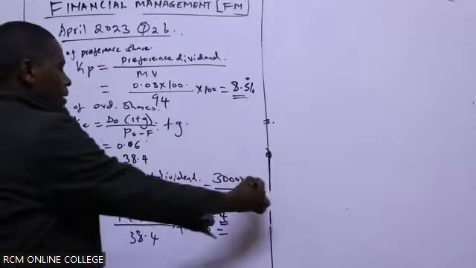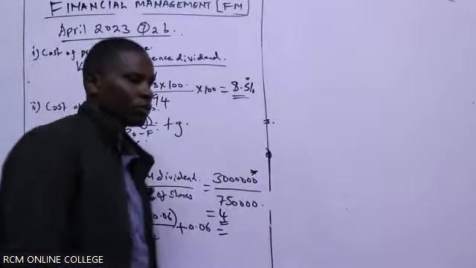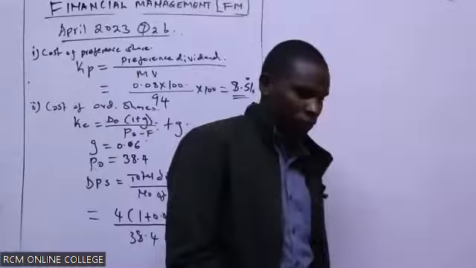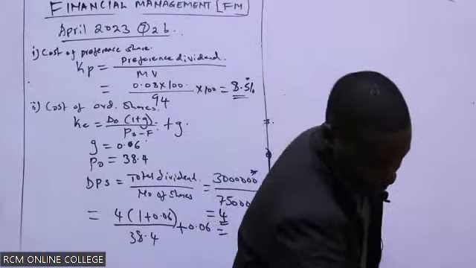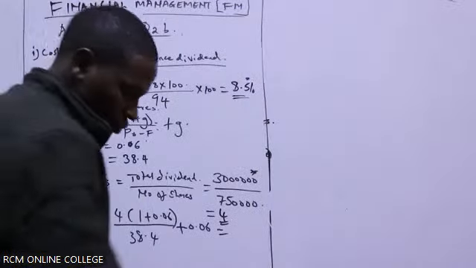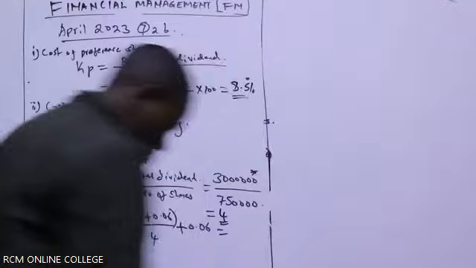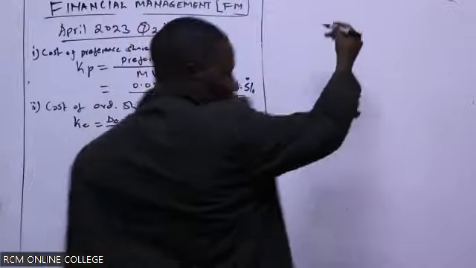The trick was here, because the other ones are direct, completely direct. What will be our KE? Then we go to the next one. The next one is they want us to find the cost of debenture. Cost of debenture is the third one here.